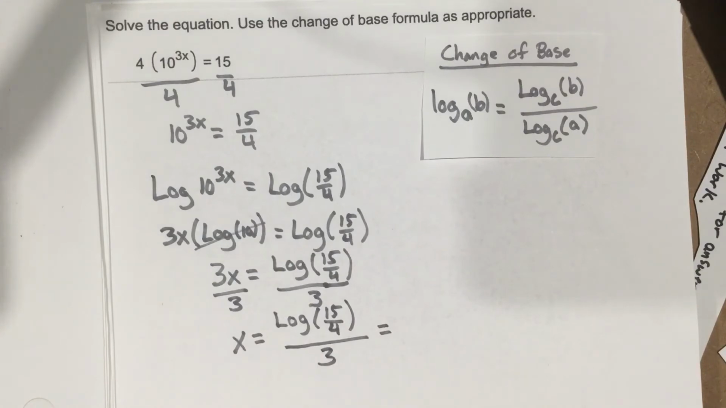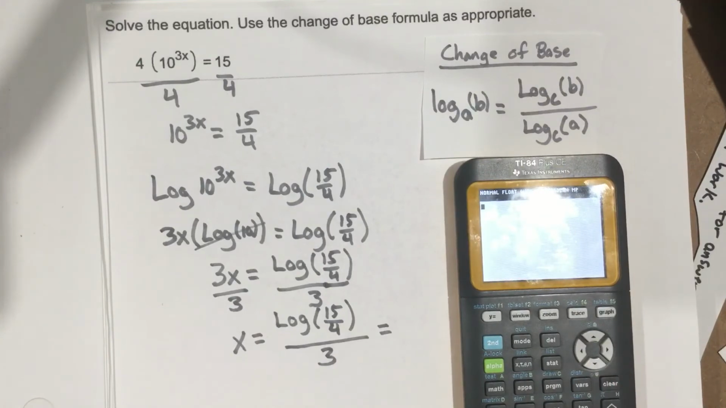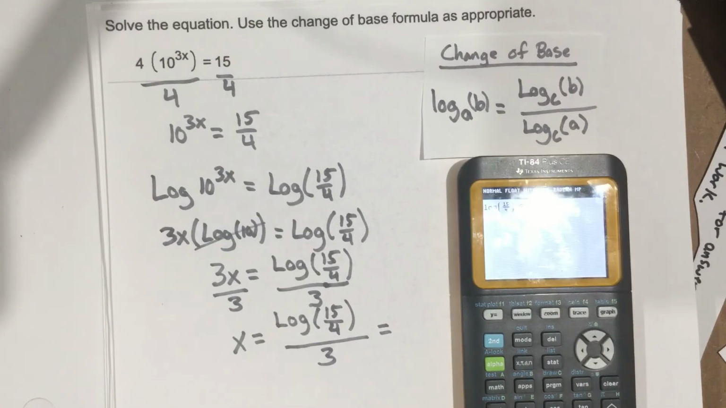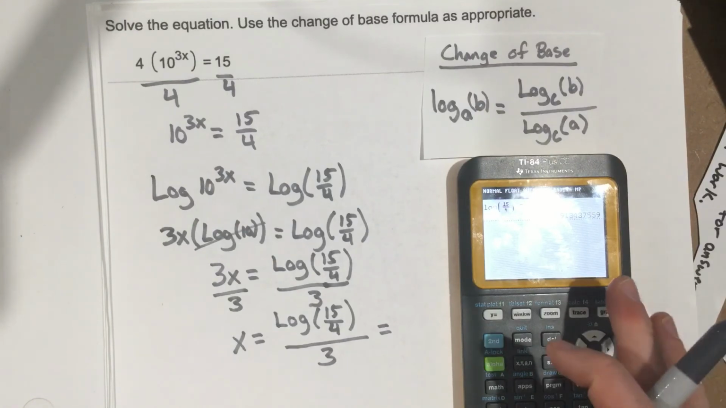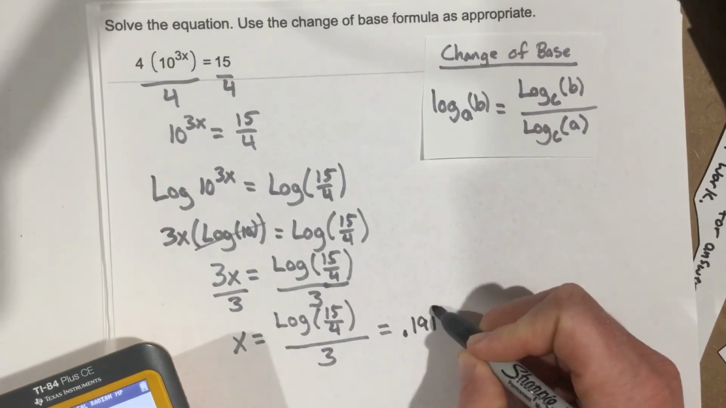So let's plug that in the calculator and see what we get. So log of 15 over 4, we'll use a fraction button. So 15 over 4, divided by 3. And that's 0.19. And it looks like we want to maybe round it to the thousandths or the hundredths. I'm not sure, but let's just go with 0.191. So that's 0.191 for x.